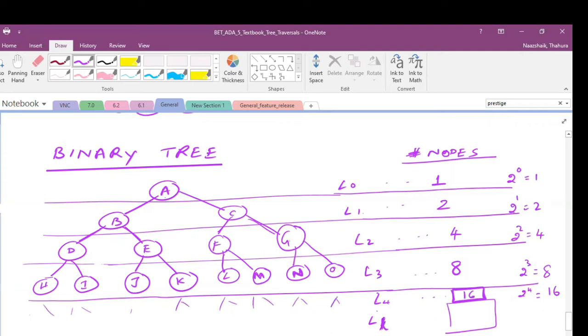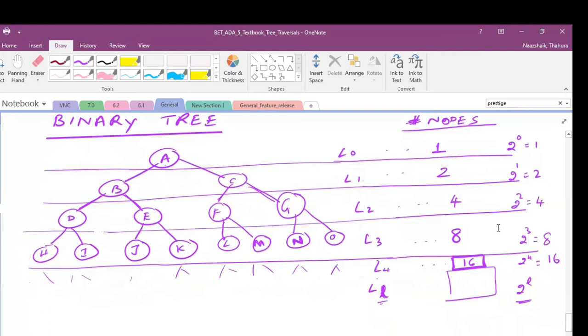Similarly, if somebody asks what will be the number of nodes at some level L, you know it is 2 to the power of L. So you can predict this. This is one of the properties of a binary tree.